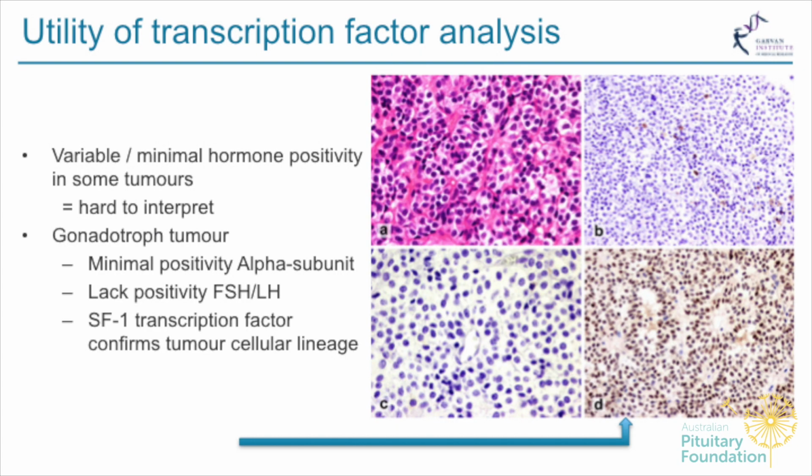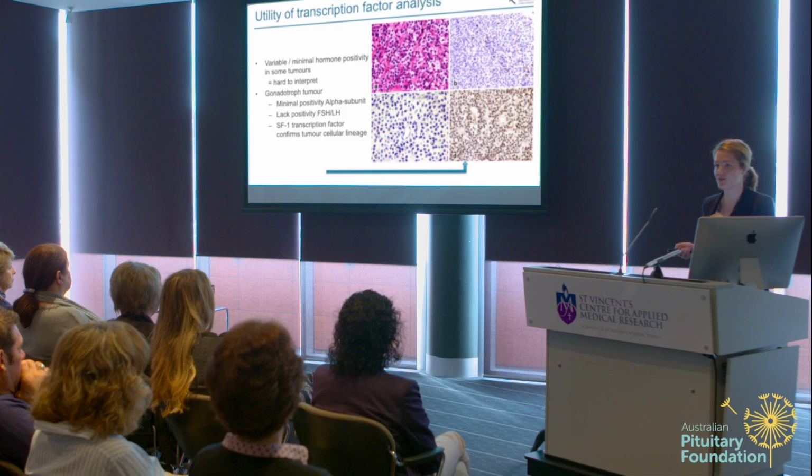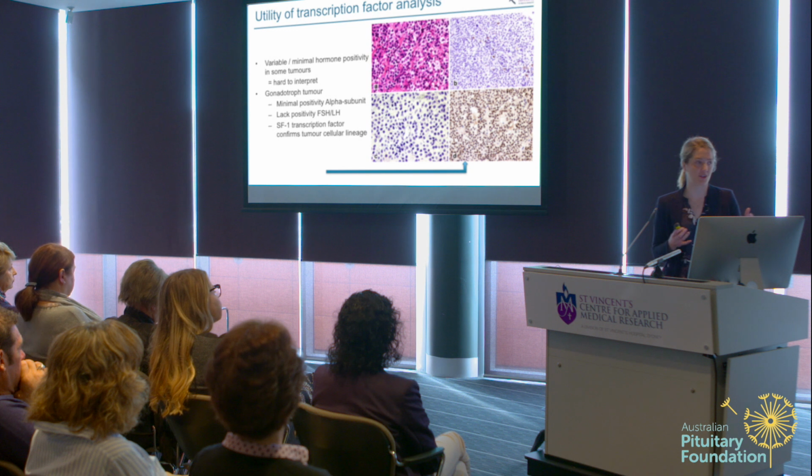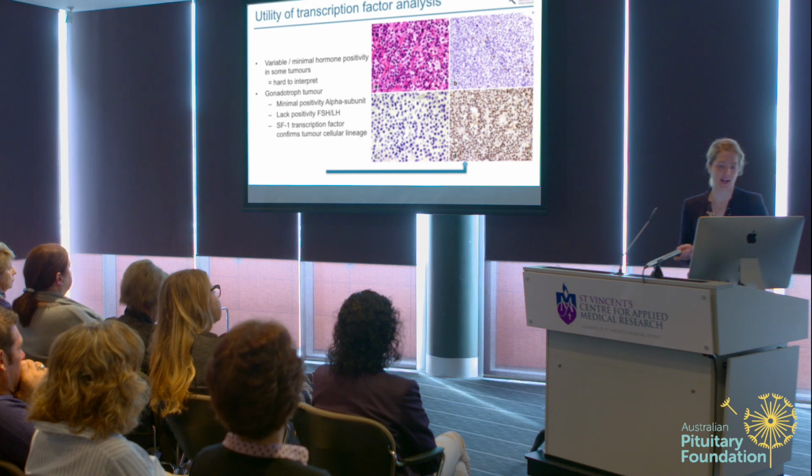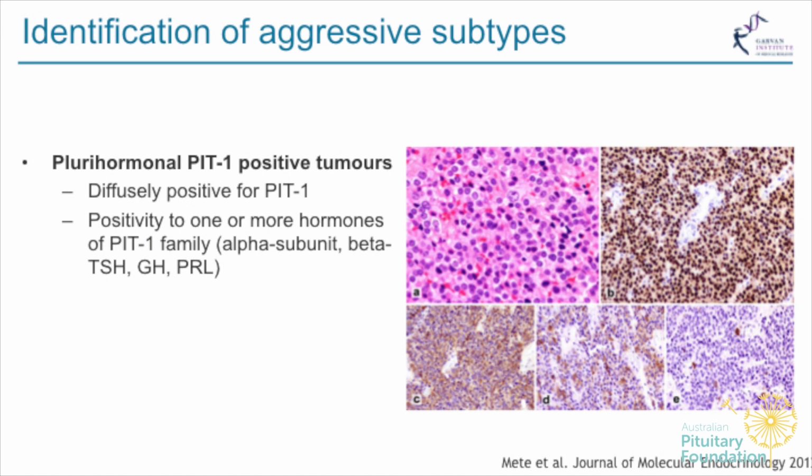This is basically just an example that exhibits the same thing. Here we have a gonadotroph tumour, so LH-FSH line, that didn't show any positivity to the FSH-LH when we looked at staining for hormones, but it was very positive to the SF1 transcription factor here, and that confirms that cell lineage, whereas before measuring the transcription factors we might not have been able to appreciate that. Having these transcription factors plus the proliferative markers plus hormonal immunoexpression helps us to identify certain aggressive subtypes of tumours, and I'll go through a few examples of those.